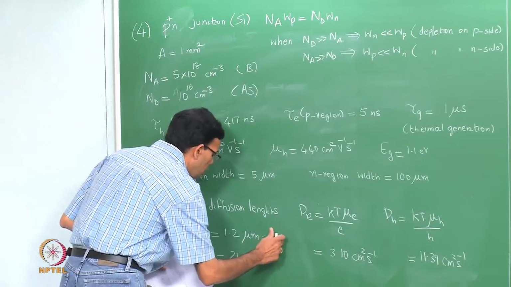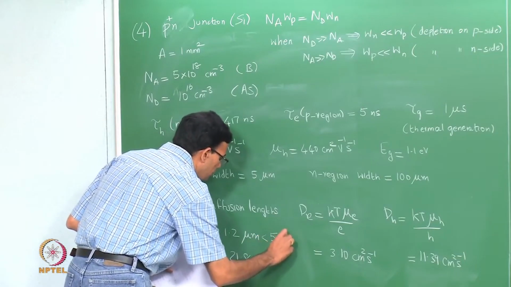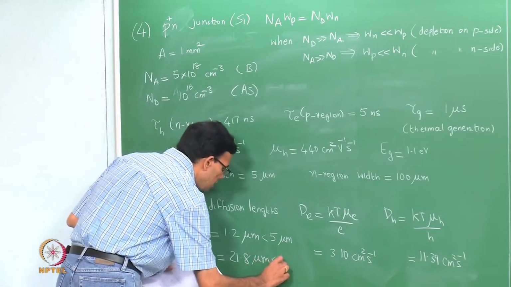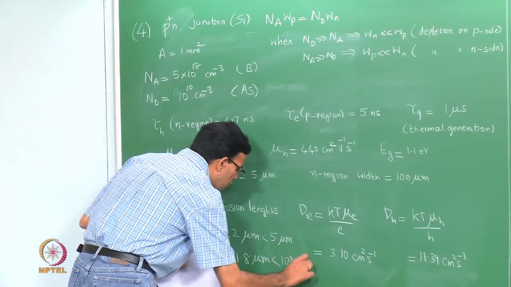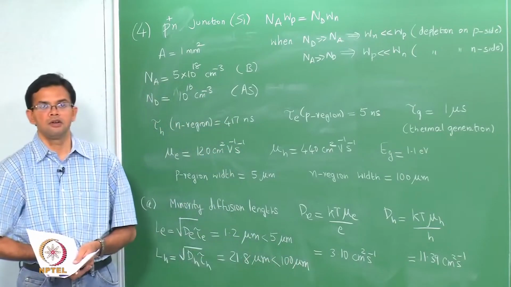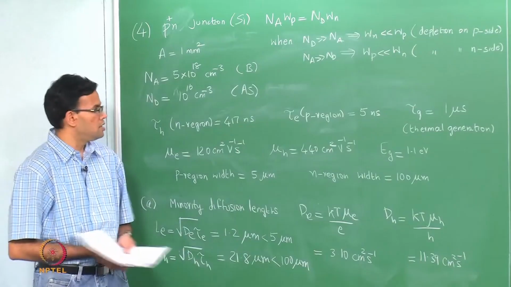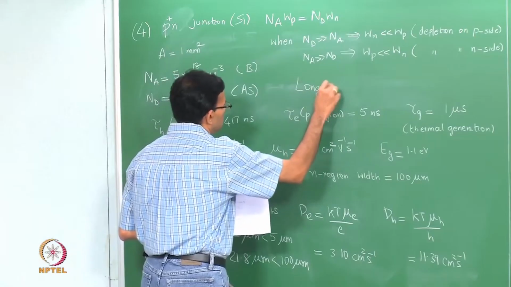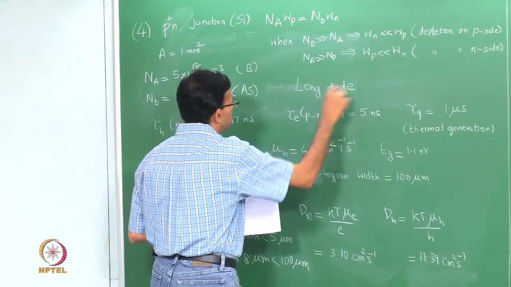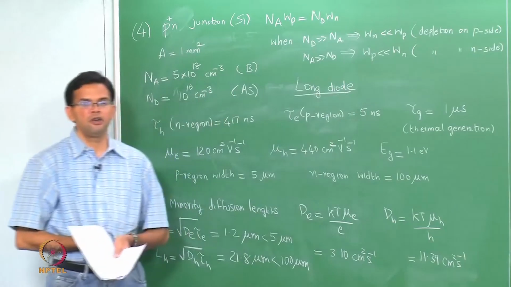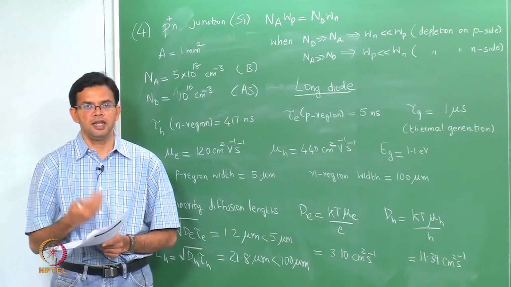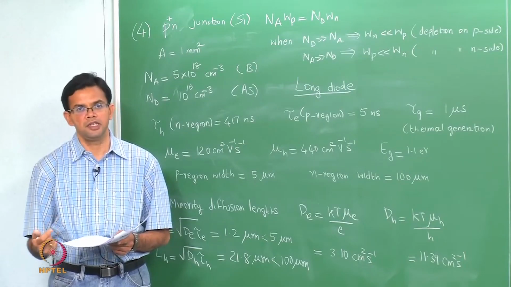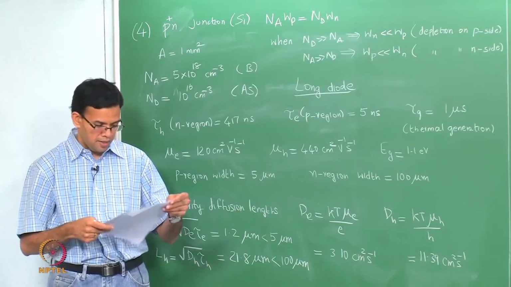So, LE is smaller than the 5 micrometers, which is the length on the P side. LH is smaller than 100 micrometers, which is the length on the N side. So, this is essentially a long diode. A long diode is one in which the diffusion lengths are smaller than the physical lengths of the P and the N region. So, this is part A.